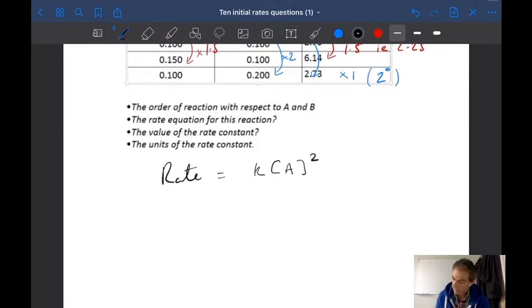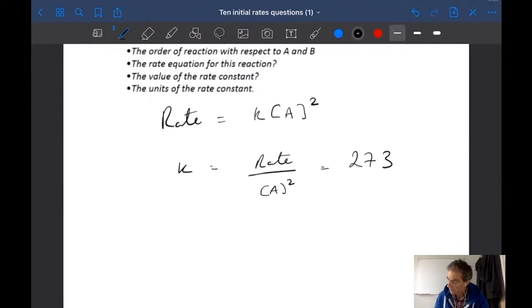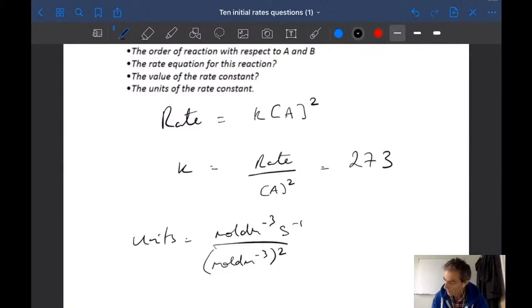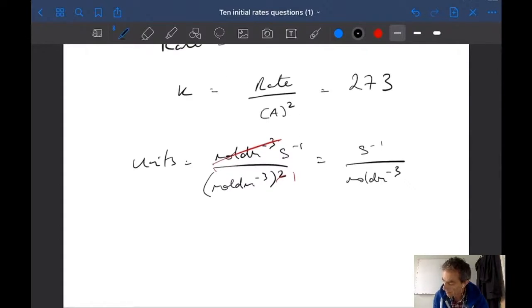A squared, rearrange for K, so rate divided by concentration of A squared, and then using row 1 I'm getting a value for K at 273. The units of K, that goes down to 1. So in other words, it's seconds to the minus 1 divided by moles per decimeter cubed, and then bringing everything up to the top we get dm3 mol minus 1 s minus 1.